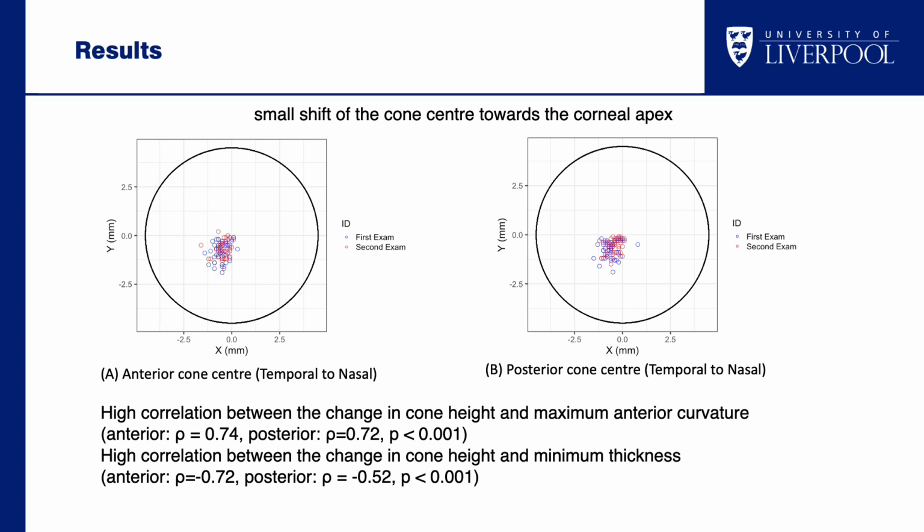apex. We also found a high correlation between the change in the cone height and maximum anterior curvature. Further, we found high correlation between the change in the cone height and minimum thickness. This is suggesting with the increase in the cone height, the anterior curvature of the cornea increases and also the thickness reduces.